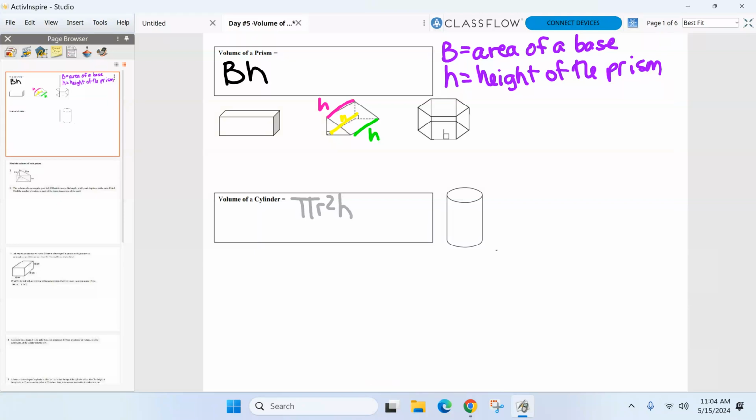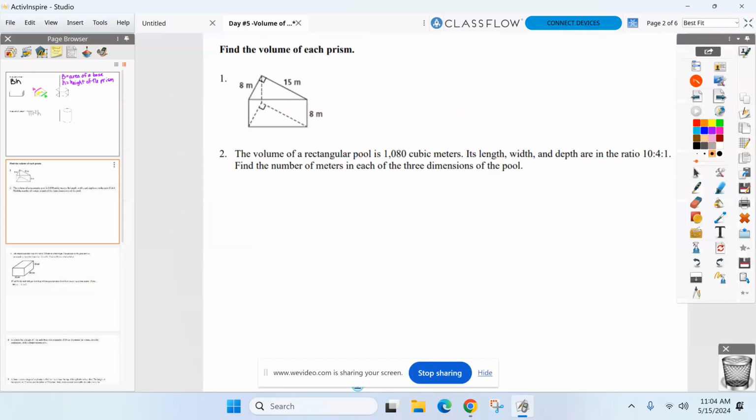All good. So those are the two we're going to focus on today. All right, I just want to make sure we're good. Here we go with the basic volume problem before we get into some honors level questions.